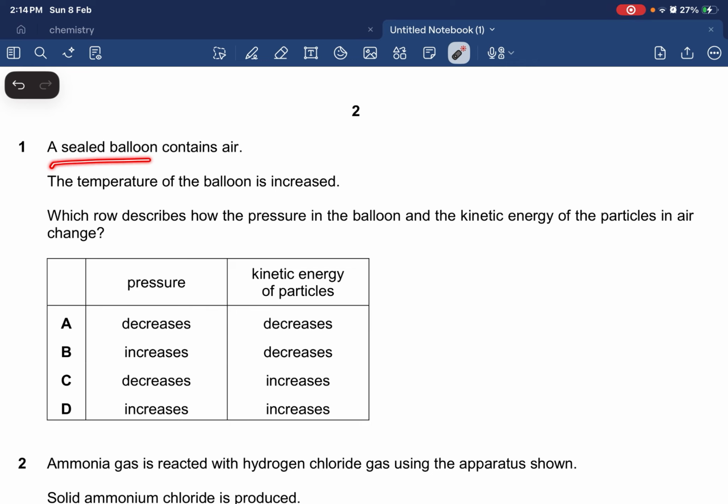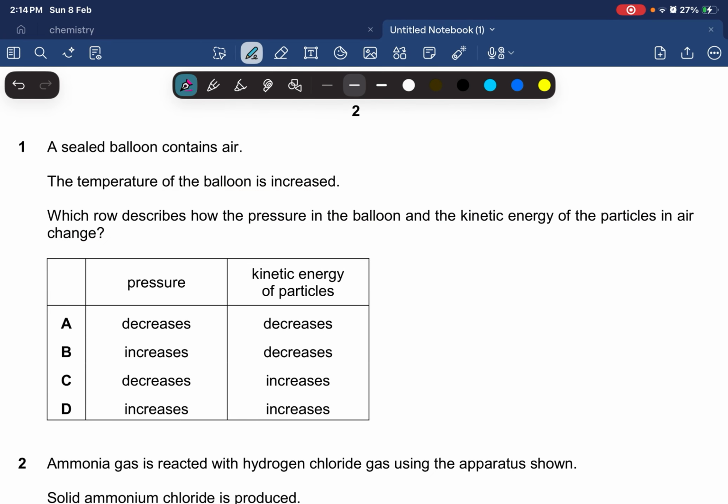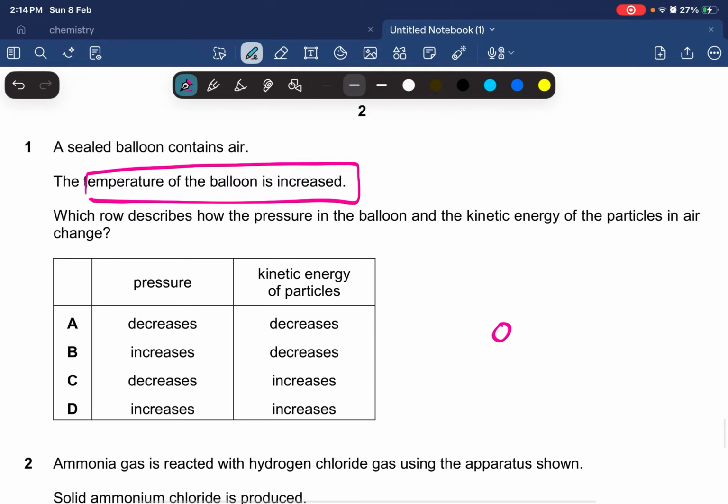A sealed balloon contains air. The temperature of the balloon is increased. Which row describes how the pressure in the balloon and the kinetic energy of the particles in the air change? Okay, so what's happening is that the temperature of the balloon is being increased. So, when the temperature increases, particles are going to move faster, and when they move faster, they're going to exert more force on the wall, and pressure equals force upon area. Pressure is directly proportional to force if area is constant. So, pressure is going to increase.